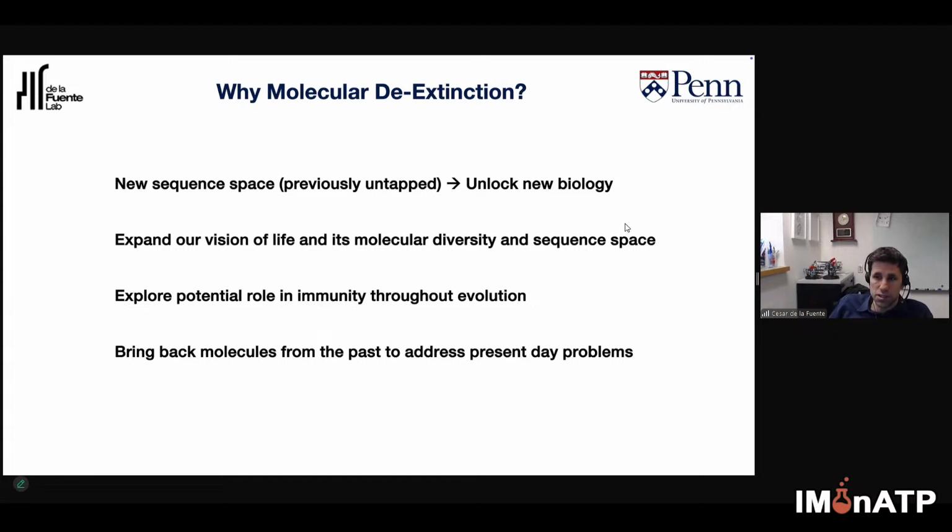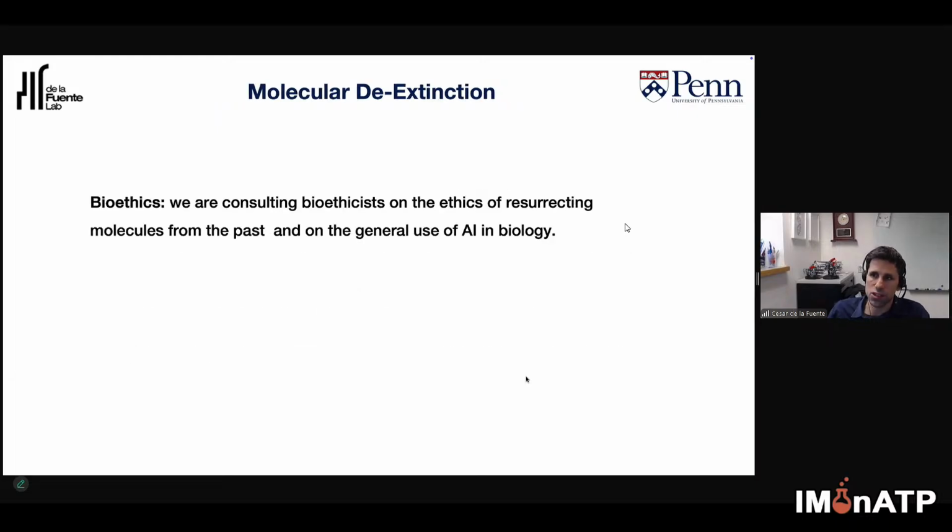But this conceptual framework can also be applied to many other problems, right? We could bring back molecules to try to treat cancer cells or to try to modulate the immune system and so on. And so you can think about it that way as well. A couple of ramifications from this work that I thought would be important to highlight.